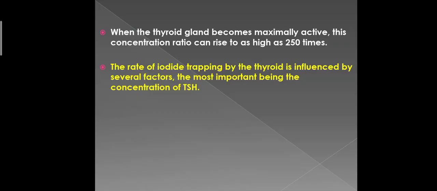When the thyroid gland becomes maximally active, this concentration ratio can rise to as high as 250 times. The rate of iodide trapping by the thyroid is influenced by several factors, the most important being the concentration of thyroid stimulating hormone, which is secreted by the anterior pituitary gland. If the anterior pituitary gland is removed, the synthesis of thyroid hormone decreases to a very low level, because of the decreased activity of the iodide pumps in the thyroid cells.